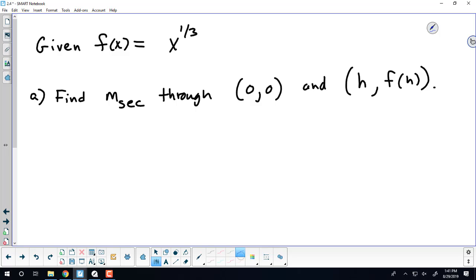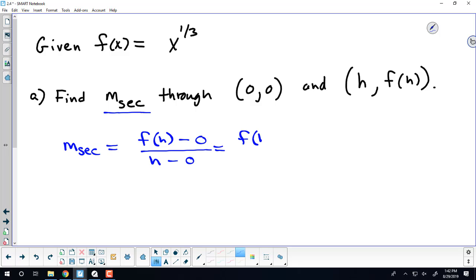So our reminder again, how do we find the slope of a secant line? Right, the change in y over the change in x. So these are the 2 points they've given us. Let's just look at the change in y over the change in x. Okay, so that's just f of h over h. Can we simplify that more?